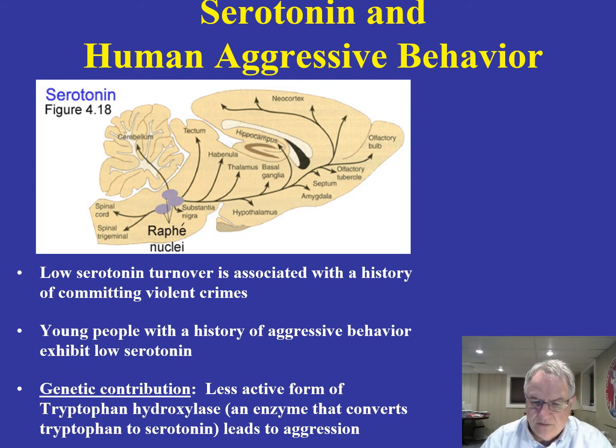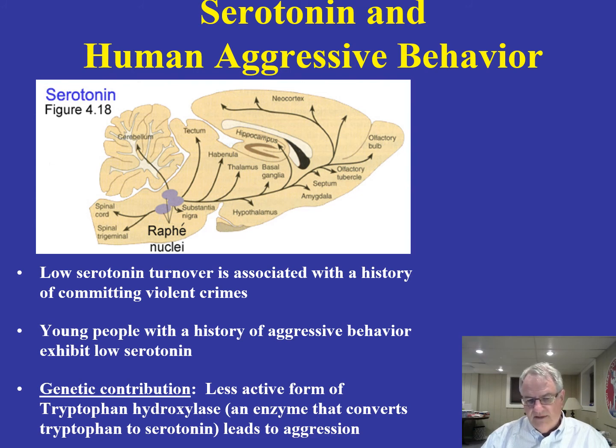Some very good work has been done taking a look at this association, this correlation. Researchers have also found that young people who have a history of exhibiting aggressive behavior also exhibit low serotonin levels. There's an important genetic contribution to this. In individuals that have a less active form of tryptophan hydroxylase, an enzyme that converts tryptophan into serotonin, that seems to lead to aggression.